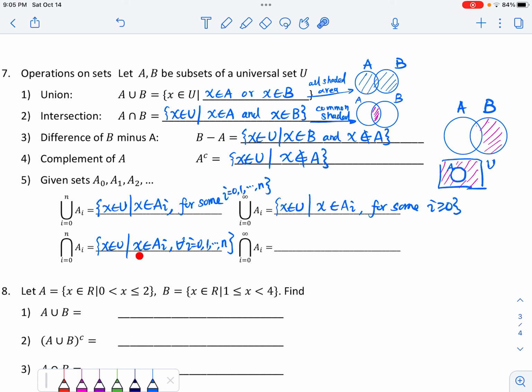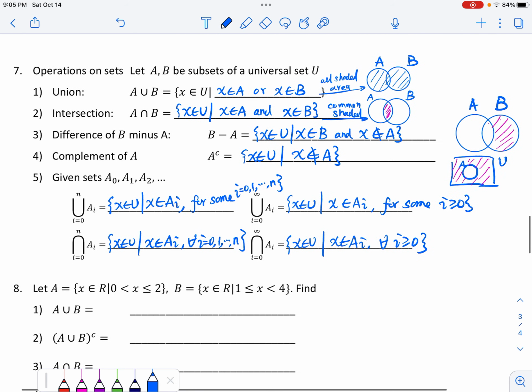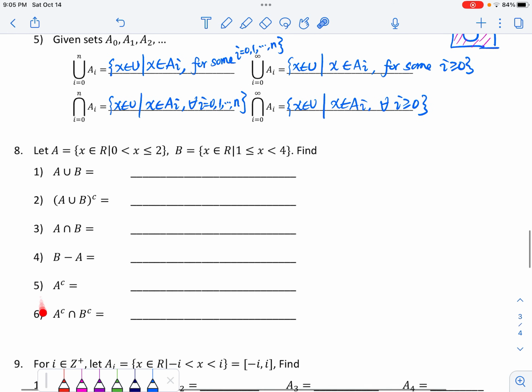X must be an element of all the subsets, for all the sets. Now, of course, when this is infinity, then X is in U, X is in A_i for all i greater than or equal to 0. Okay. All right. So that's how we define those operations. Now let's actually do some exercise after we define those.